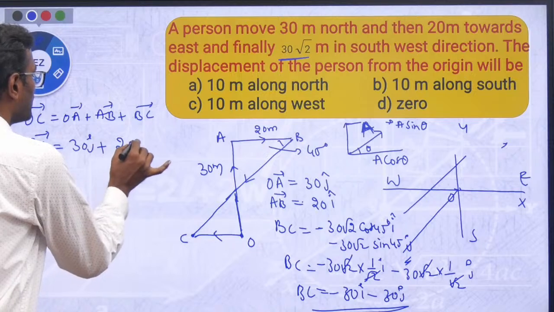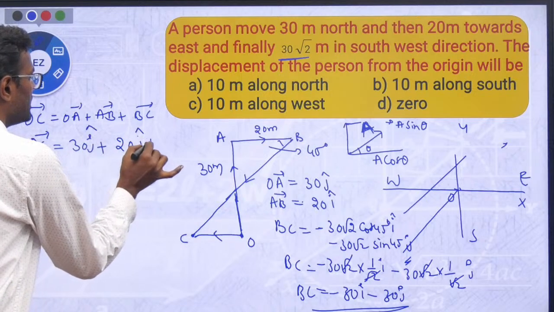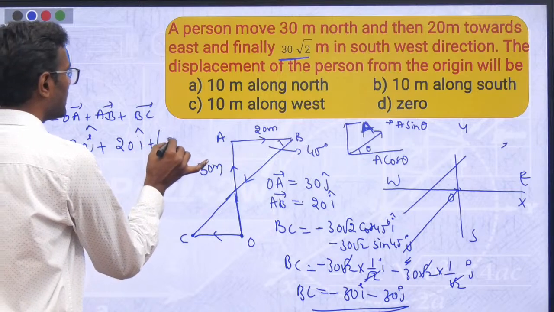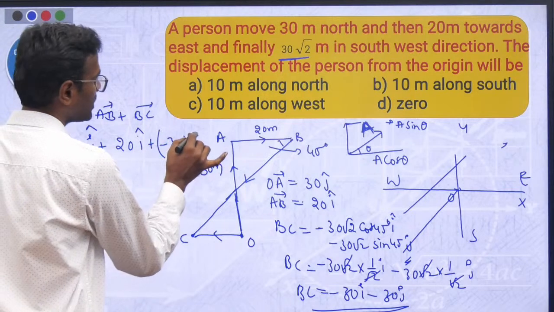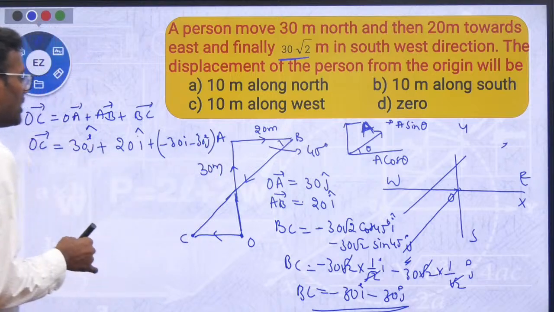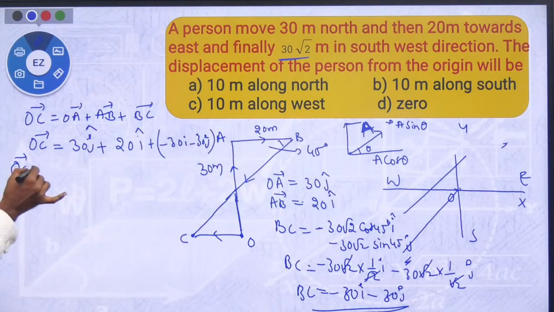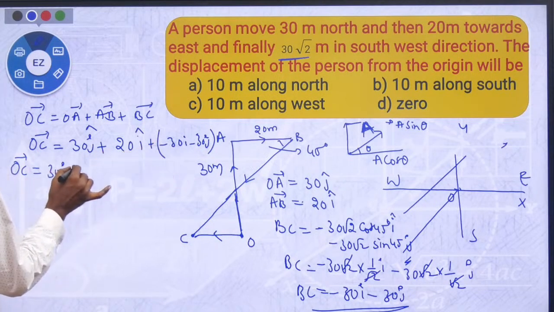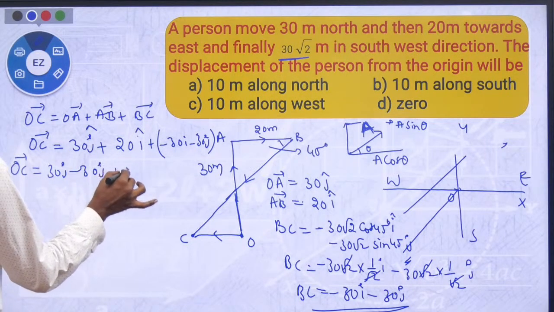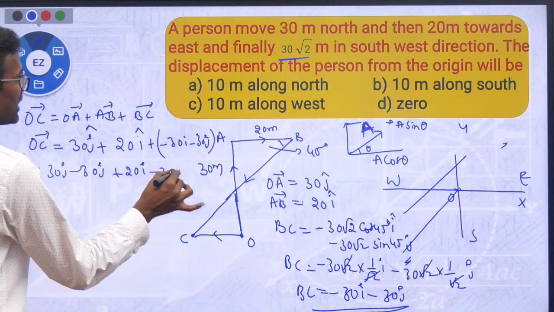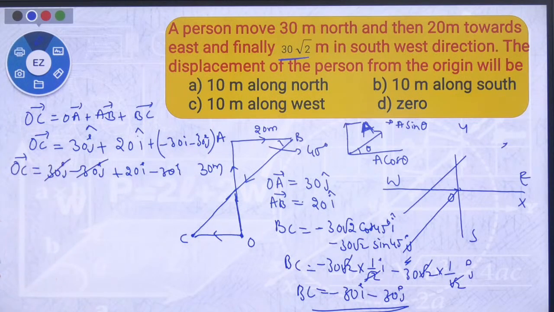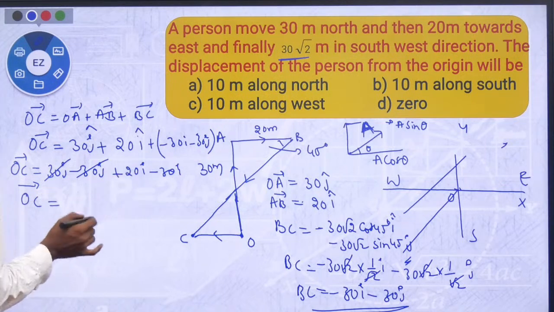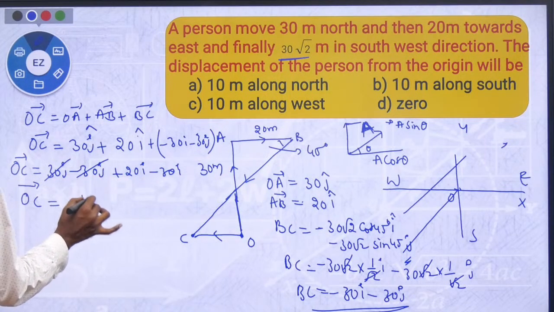20i + BC equals minus 30i minus 30j. Okay, so then we'll write OC bar equals 30j minus, plus into minus, minus. So 30j minus 30j plus 20i minus 30i. The 30j gets cancelled. So finally you will get OC bar equals 20 minus 30, which will be minus 10i.